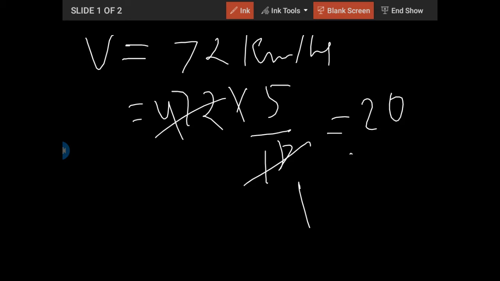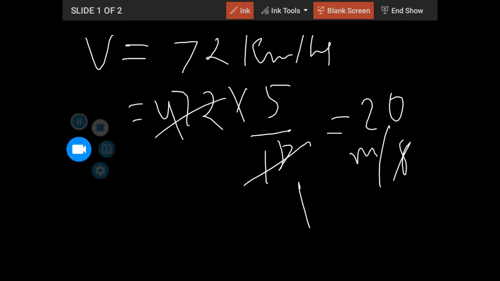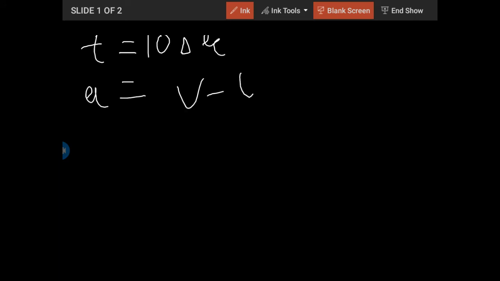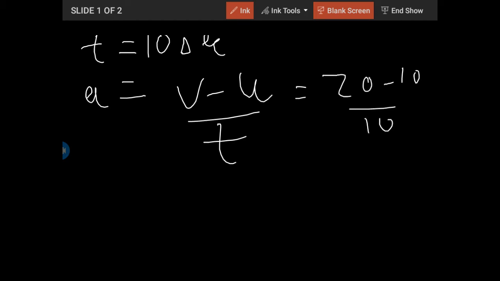Since the change of the speed takes place in 10 seconds, acceleration equals v minus u by t, where v equals 20 minus 10 by t, which equals 1 meter per second square. So we get the acceleration equals 1 meter per second square. Now we have to find the distance traveled by the train during this time.